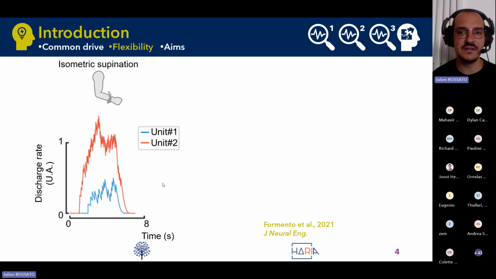However, recent studies have highlighted contradictory results. For example, Formento and colleagues studied the behavior of motor units within the biceps brachii during different tasks. Here we can see the behavior of two motor units during an isometric supination. Motor unit number 2 is recruited earlier and has a higher discharge rate.